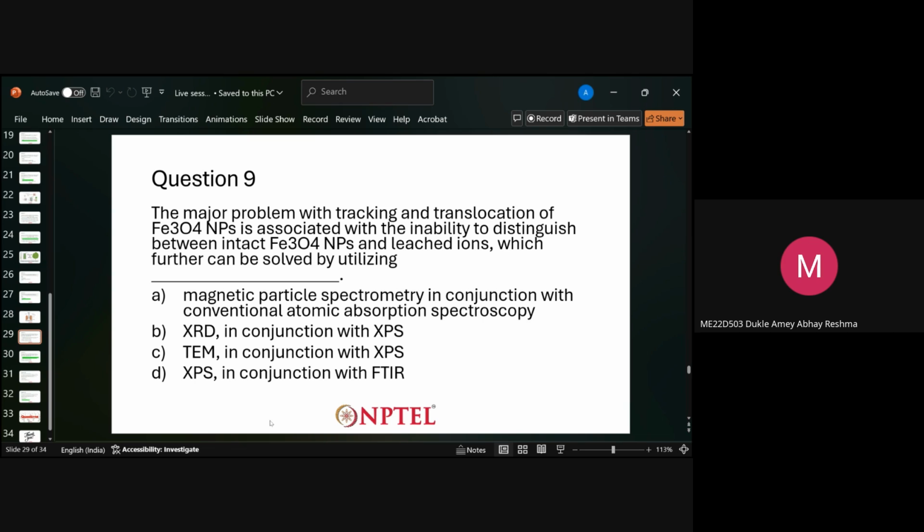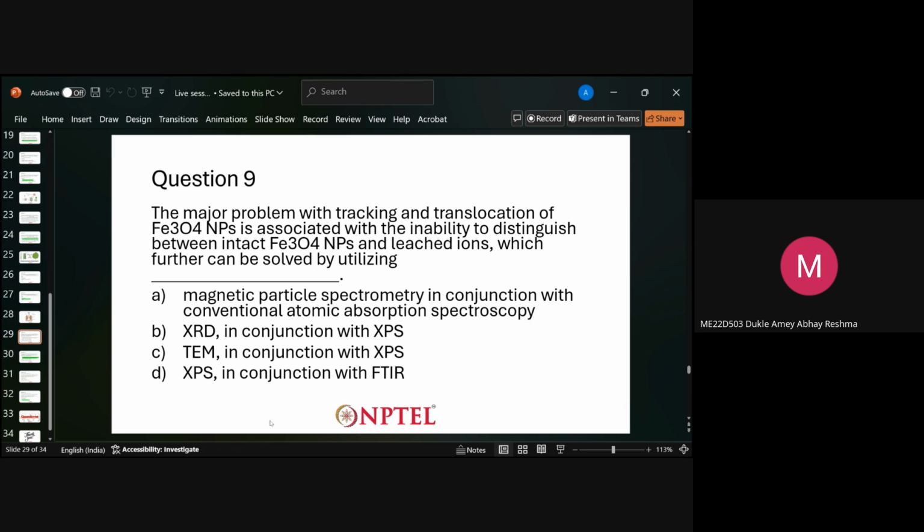Which of the techniques will you use? Magnetic particle spectrometry in conjunction with conventional atomic absorption spectrometry; XRD, that is X-ray diffraction, in conjunction with XPS, that is X-ray photoelectron spectroscopy; TEM, that is transmission electron microscopy, in conjunction with X-ray photoelectron spectroscopy; X-ray photoelectron spectroscopy in conjunction with FTIR.